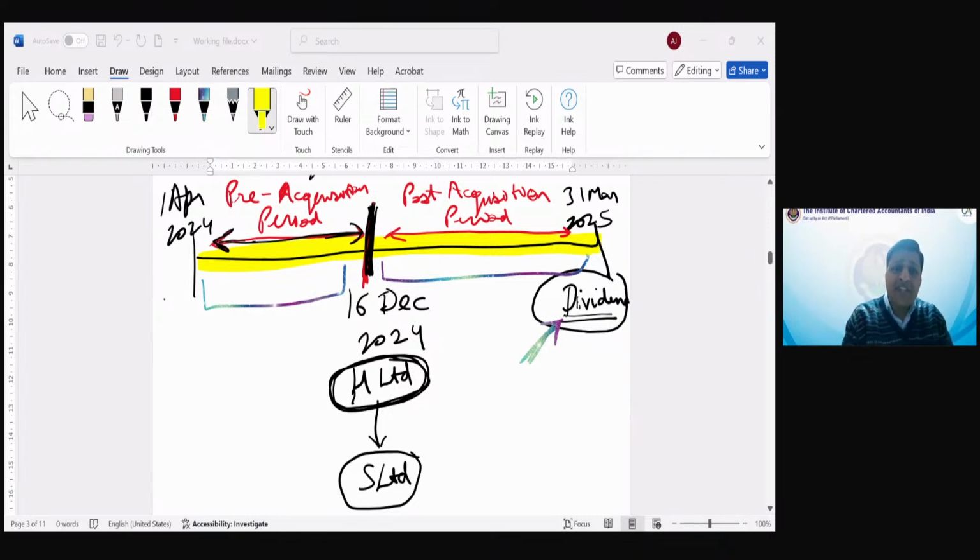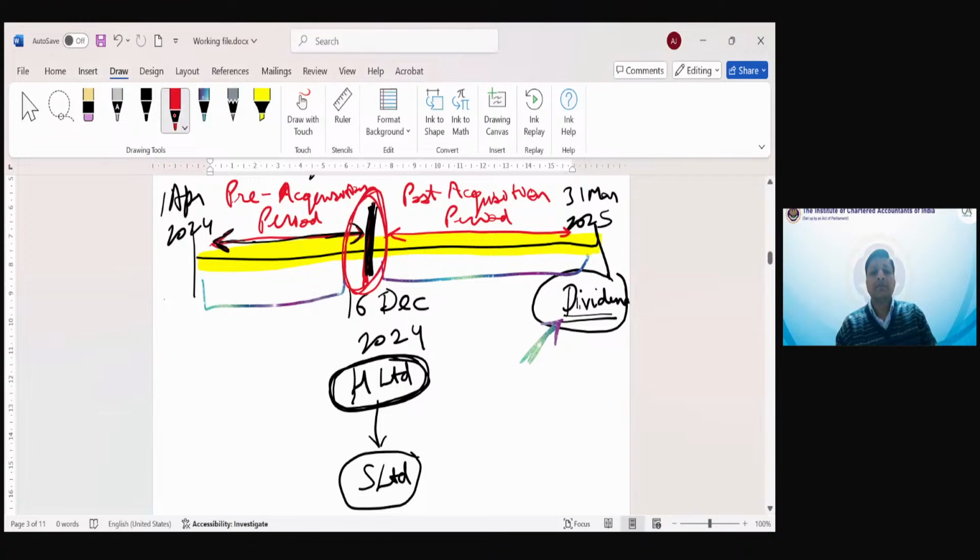Today, when this acquisition is taking place, now this is 16th of December, what will happen? Let's suppose 100% shares of S Limited are getting acquired. A valuation of S Limited will be carried. Now, in this valuation, all the aspects of S Limited will be considered: past earnings, future earnings, all of these things, like you just mentioned, fair value.